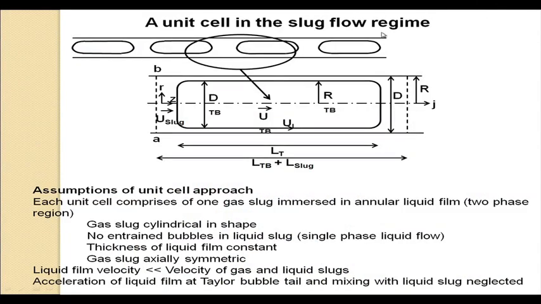In this approach we assume that the flow is completely or perfectly intermittent or periodic, where the entire flow passage can be divided into unit cells, and each unit cell comprises of a liquid slug and a gas plug or a gas Taylor bubble. So, therefore, how can we imagine this? We can imagine the entire flow passage to be comprising of a large number of unit cells, and each unit cell comprising of one gas slug which is immersed in a liquid film and a liquid slug.